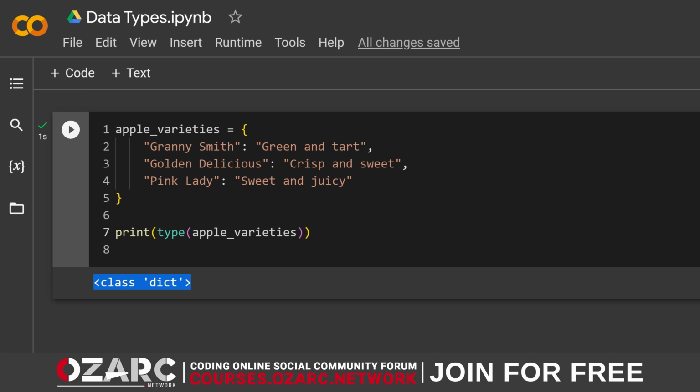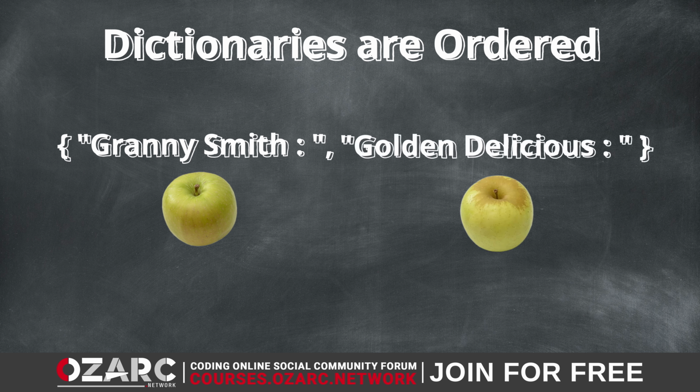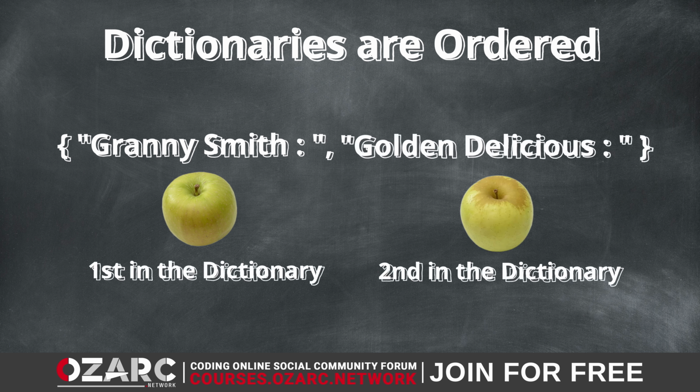The order in which you add apples to the basket matters. If you've added a Granny Smith apple first, then a Golden Delicious apple second, the Granny Smith will always come before the Golden Delicious, as long as they're in the basket. Let's take a look at this in our code.